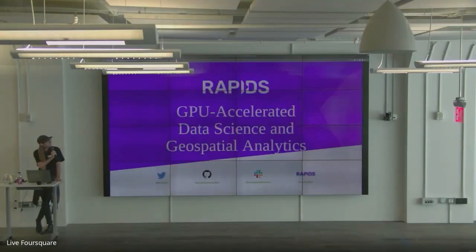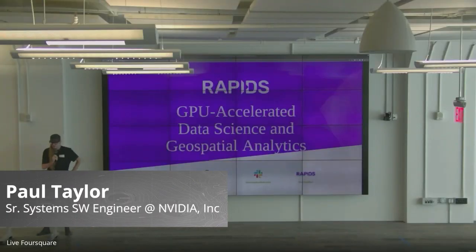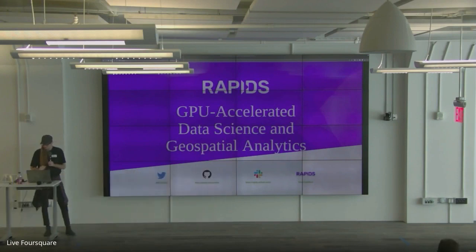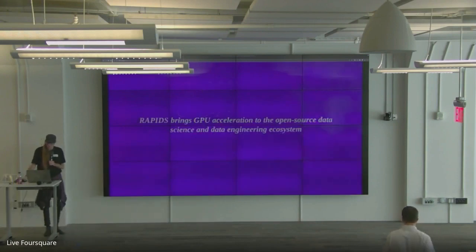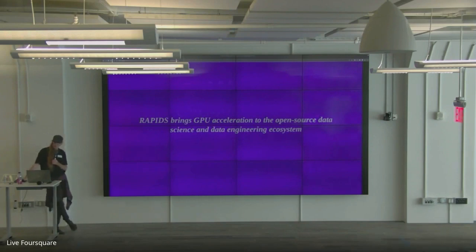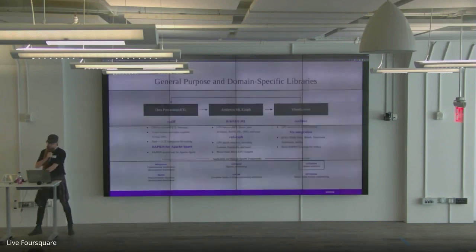I come from NVIDIA. I'm going to talk about RAPIDS for GPU accelerated data science and geospatial analytics. For those who don't know, NVIDIA RAPIDS is our suite of data science libraries for bringing GPU acceleration to the data science and engineering ecosystem. The talk today is going to be about our Python libraries. There are also a set of Node libraries which have gotten mentioned a couple times before. Hopefully, I can get through these slides and then maybe show some demos of those near the end if we have time.